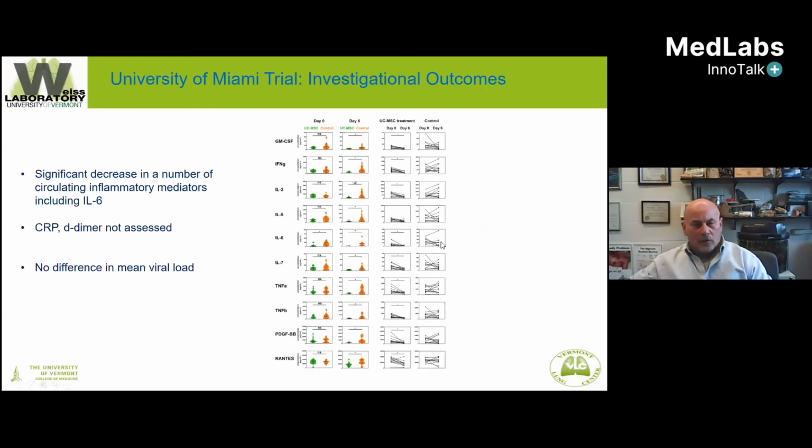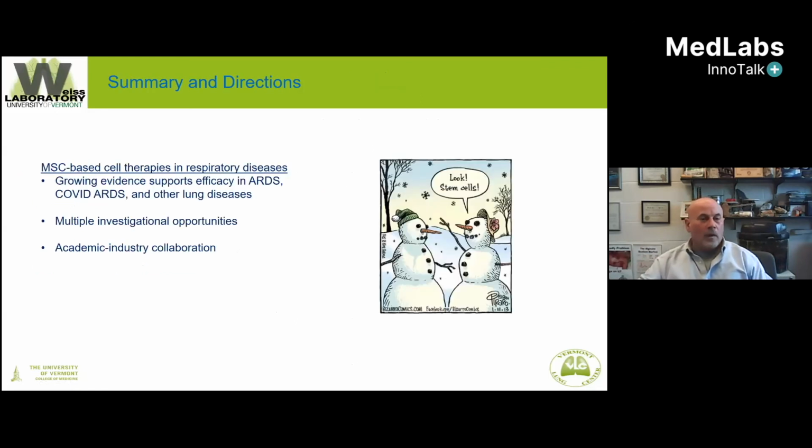And then you're not meant to understand this, but just to see a pretty picture with a lot of colors, with the idea that there was a significant decrease in a number of circulating inflammatory mediators, including IL-6, which is implicated, of course, in the COVID pathophysiology. Unfortunately, they didn't look at CRP or the D-dimer, but other trials are. They had no difference on viral load. So we're not necessarily killing the virus, but we're protecting the lungs. And that's really what we're hoping to do.